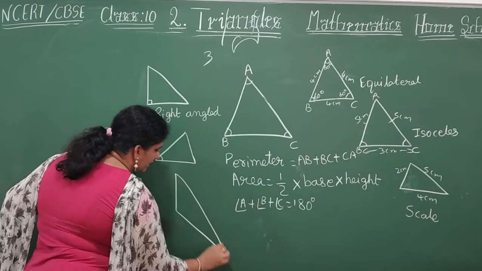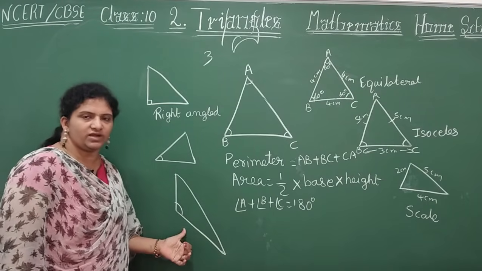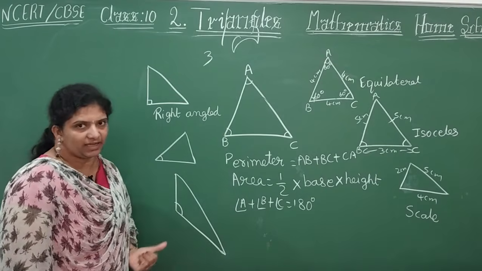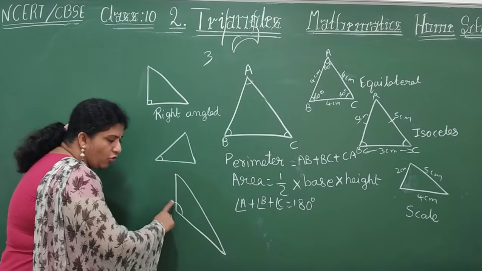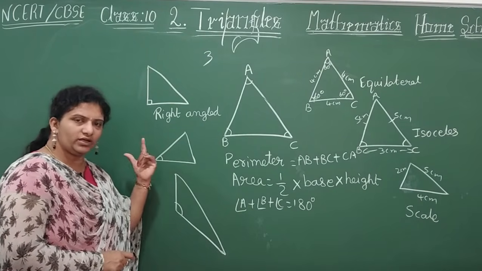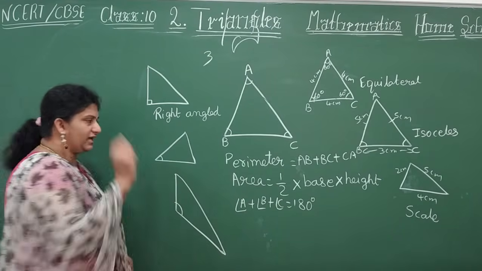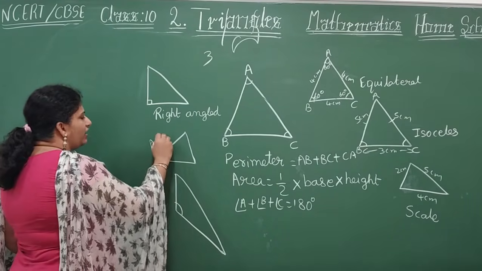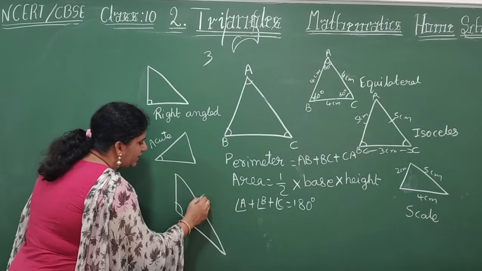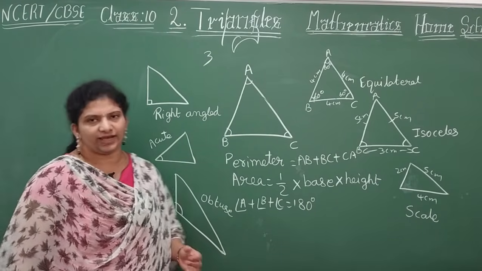So this is there, like this, children. More than 90, this type of a triangle is called an obtuse angled triangle. See, the angle is more than 90. If less than 90, acute. If it is 90, it is a right angled triangle. Less than 90, we call that type of triangle an acute angle triangle, and more than 90, we call it an obtuse angle triangle.